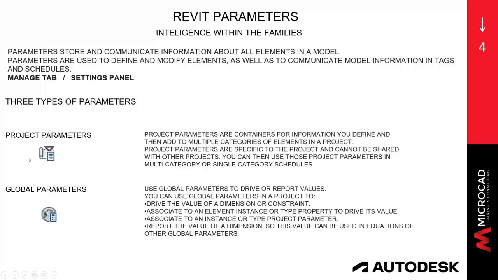And the global parameters here right now, they are in because I'm talking about parameters and I need to mention them, but they're not related to families per se. So for families, we need to talk about project parameters, and project parameters, they are containers of information that you define, and you can apply them to multiple categories or elements in a project.